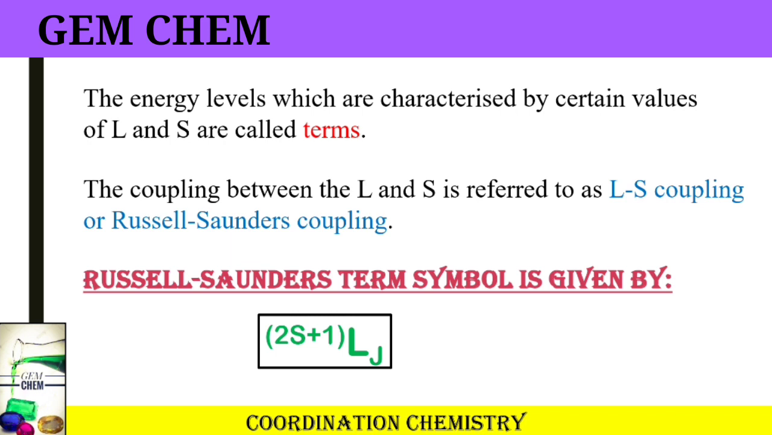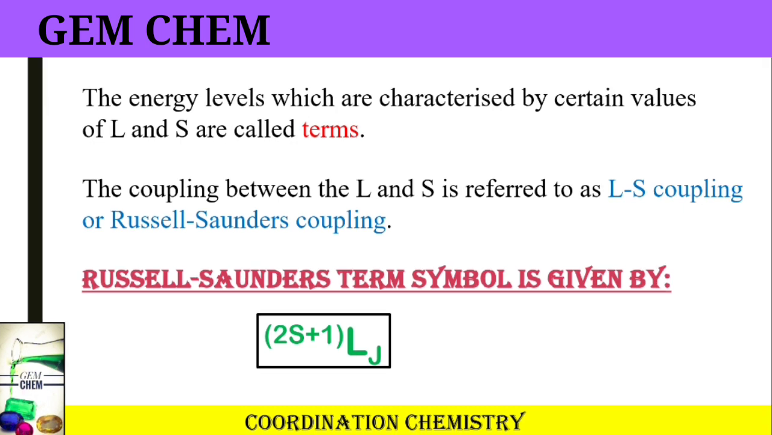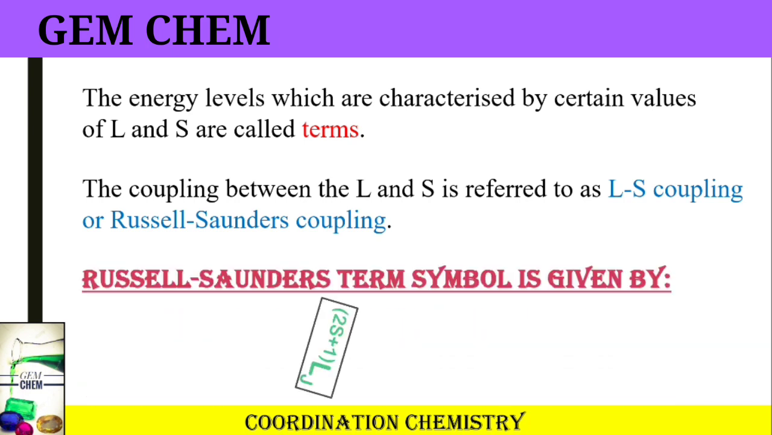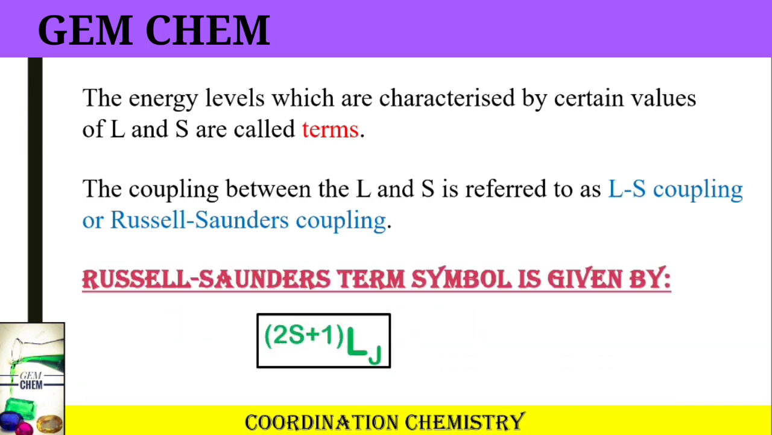Now S value we can obtain easily. So 2S plus 1 is the spin multiplicity. From here we can obtain easily the 2S plus 1 value. L is the state which we have already seen previously, which is S, P, D, F, G in the capital letter, and J is the value which we obtain from L plus S coupling. So these are different kinds of states of energy, and if we try to find out how many different states a particular term symbol consists of, it can be easily found out.